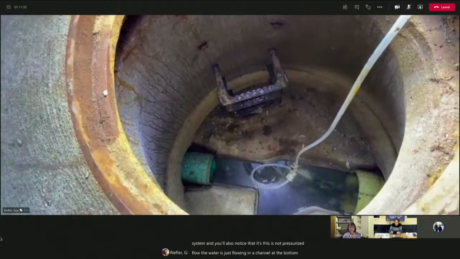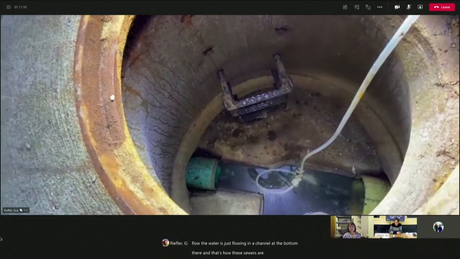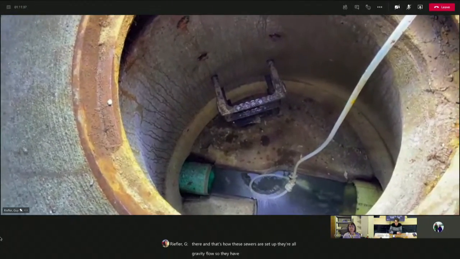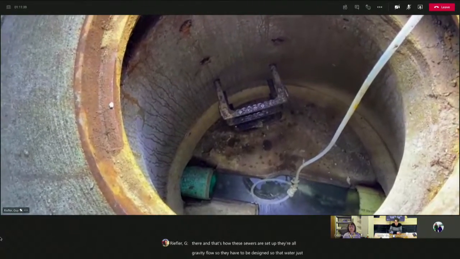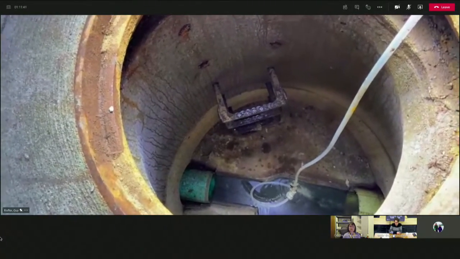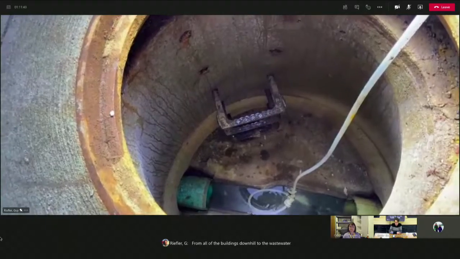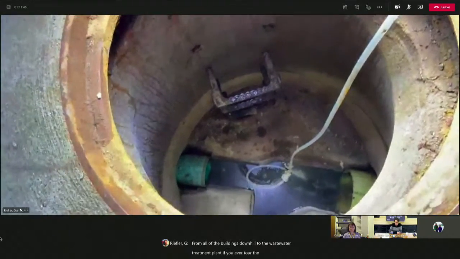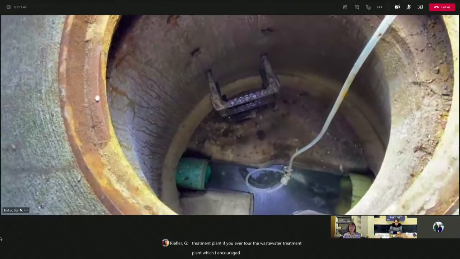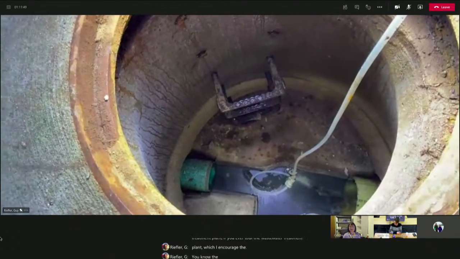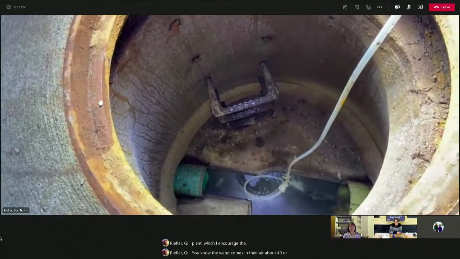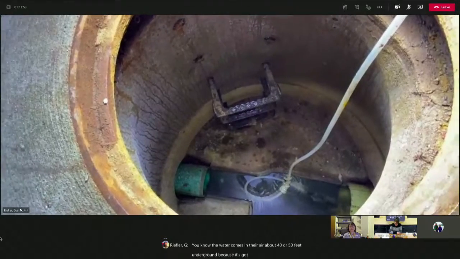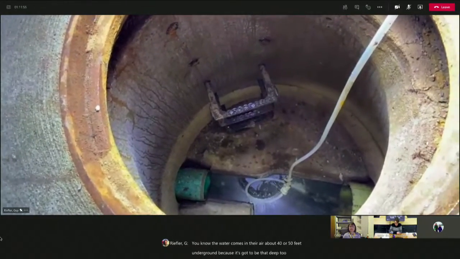And that's how these sewers are set up. They're all gravity flow, so they have to be designed so that water just flows from all of the buildings downhill to the wastewater treatment plant. And if you ever tour the wastewater treatment plant, which I encourage, the water comes in there about 40 or 50 feet underground because it's got to be that deep to get gravity flow.